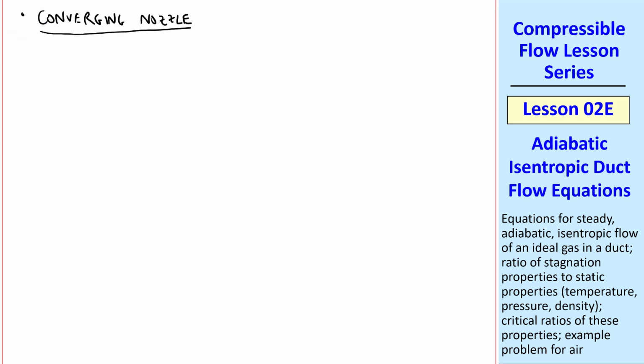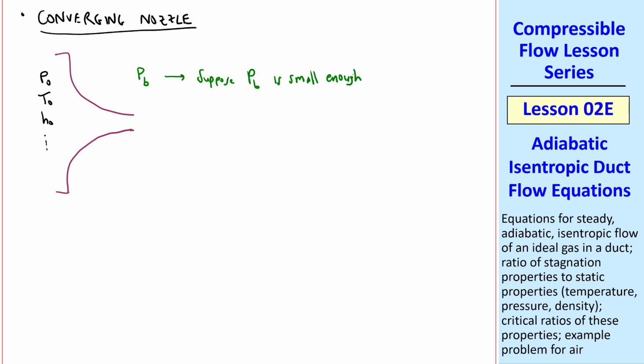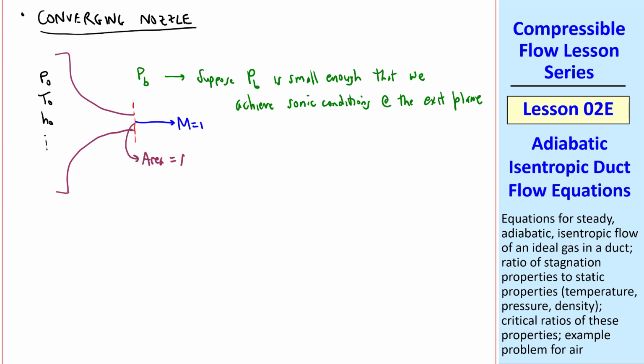Now let's return to our converging nozzle case, where we have a large tank and a nozzle. Of course, we have stagnation properties here, P0, T0, H0, etc., with back pressure PB. Suppose PB is small enough that we achieve sonic conditions at the exit plane. In other words, M equals 1 there, and the cross-sectional area equals A star. Now let's consider some other location in the flow, which we'll just define as temperature, pressure, density, etc.